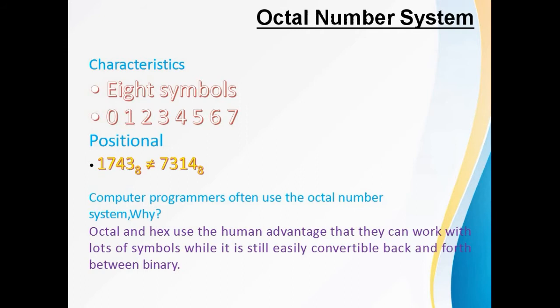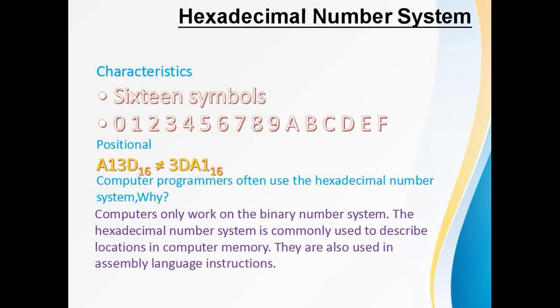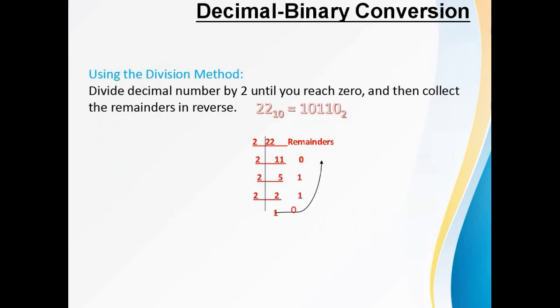Octal number system, it has 8 symbols, 0, 1, 2, 3, 4, 5, 6, 7. 1743 is different from 7314. Octal and hexadecimal work with lots of symbols. The hexadecimal number system is commonly used to describe the location in computer memory. They are also used in assembly language instructions.